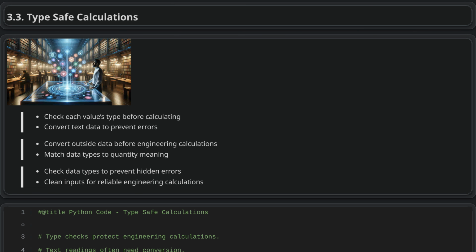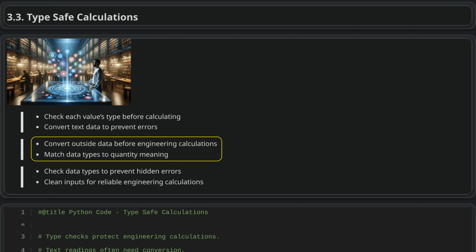Type-safe calculations. Type-safe calculations require attention to both a value and its data type. In Python, numbers, text, and logical values are different, even when they appear similar. A beam length stored as text must be converted before it can be used in calculations. In civil engineering, checking types helps ensure data from surveys, user input, and other sources is computed correctly and matches the intended engineering meaning. Python's built-in functions help keep calculations safe by checking and converting data to the right type.